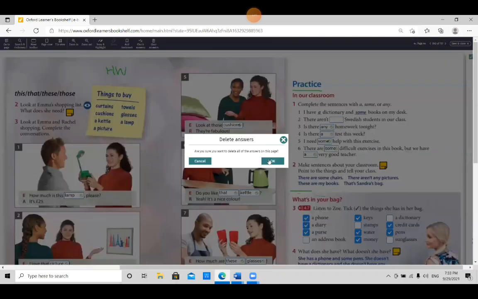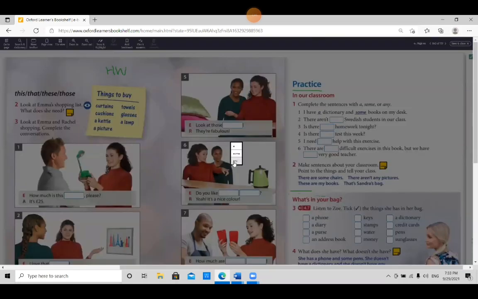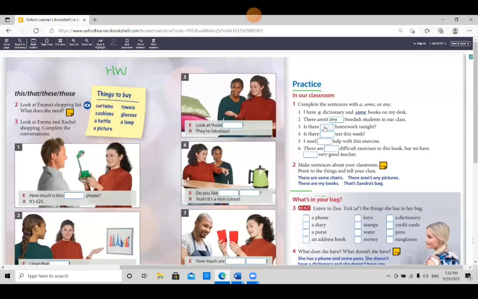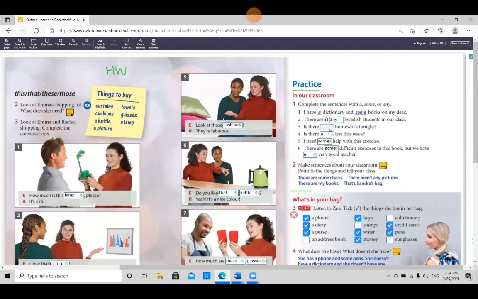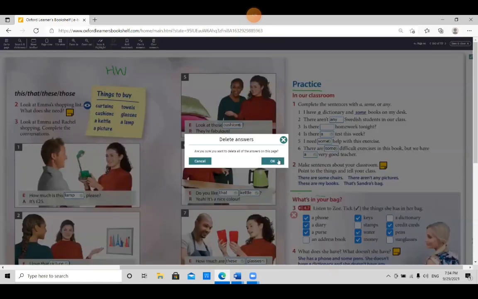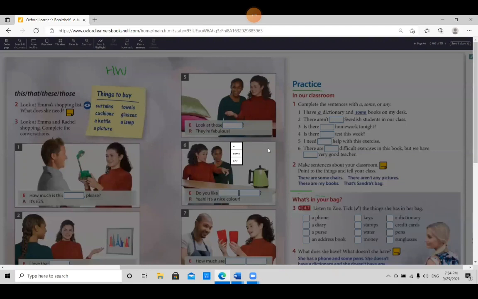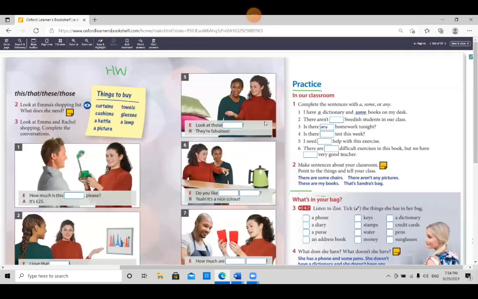There are not any students in our classes. The next one, we did this already. Number 3. Is there any homework tonight? Very good. Yes, because it is a question. So, is there any homework?